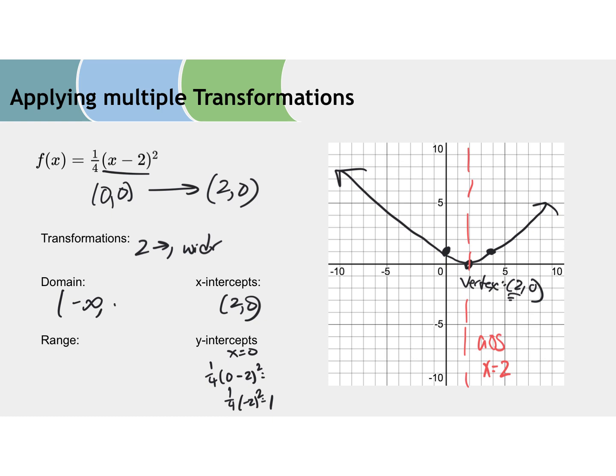Your domain is negative to positive infinity, as always. Your range, since it didn't move up or down, is 0 to infinity. So that's really it for these transformations. It's applying a bunch of the concepts of the transformations to each other.